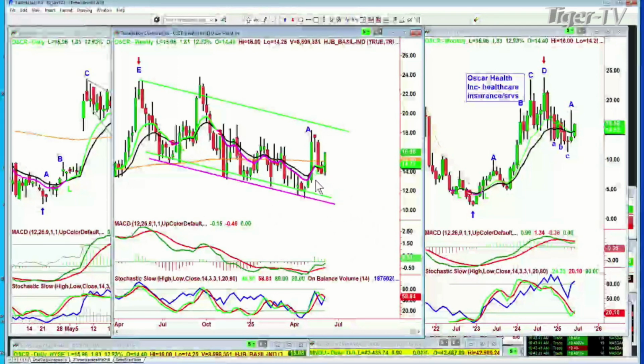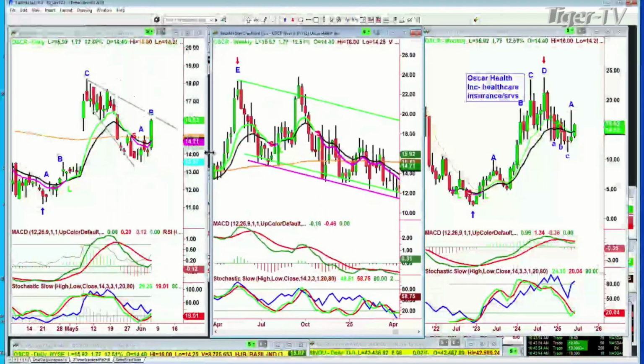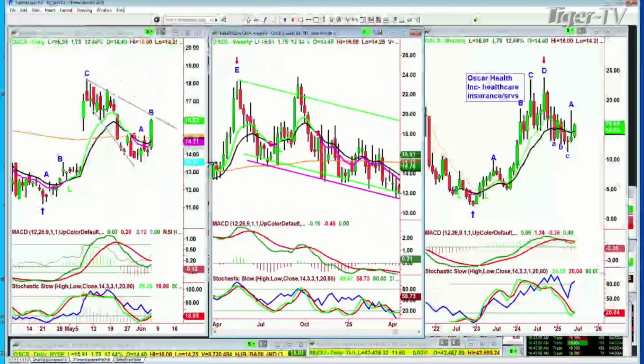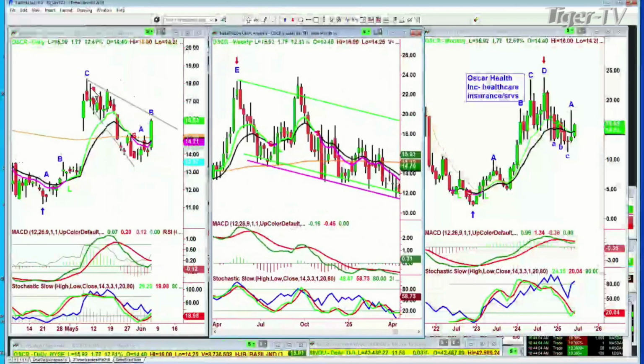But look, the 9-period moving average was pink. It went green, and it's still green, even with that little dip. So that says the weekly chart is starting to improve again. This is Oscar, Healthcare, Health Inc., Healthcare Insurance Services. It was once on our list, and I can't even remember if we made any money, but we haven't had it for years, at least ages.